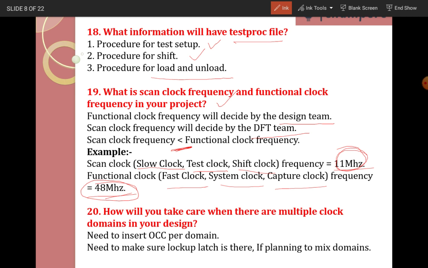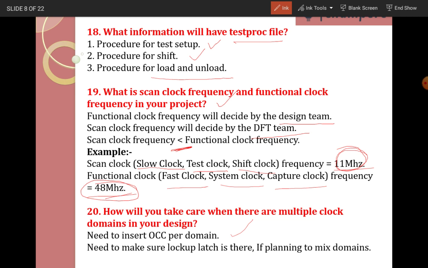Next, how will you take care when there are multiple clock domains in your project or in your design? Here we need to insert an OCC. OCC means on chip clock controller. The clock controller will control all the clocks whenever we have multiple clocks. So the OCC will decide which clock has to propagate and how many pulses are required. Those things will be decided by the OCC.